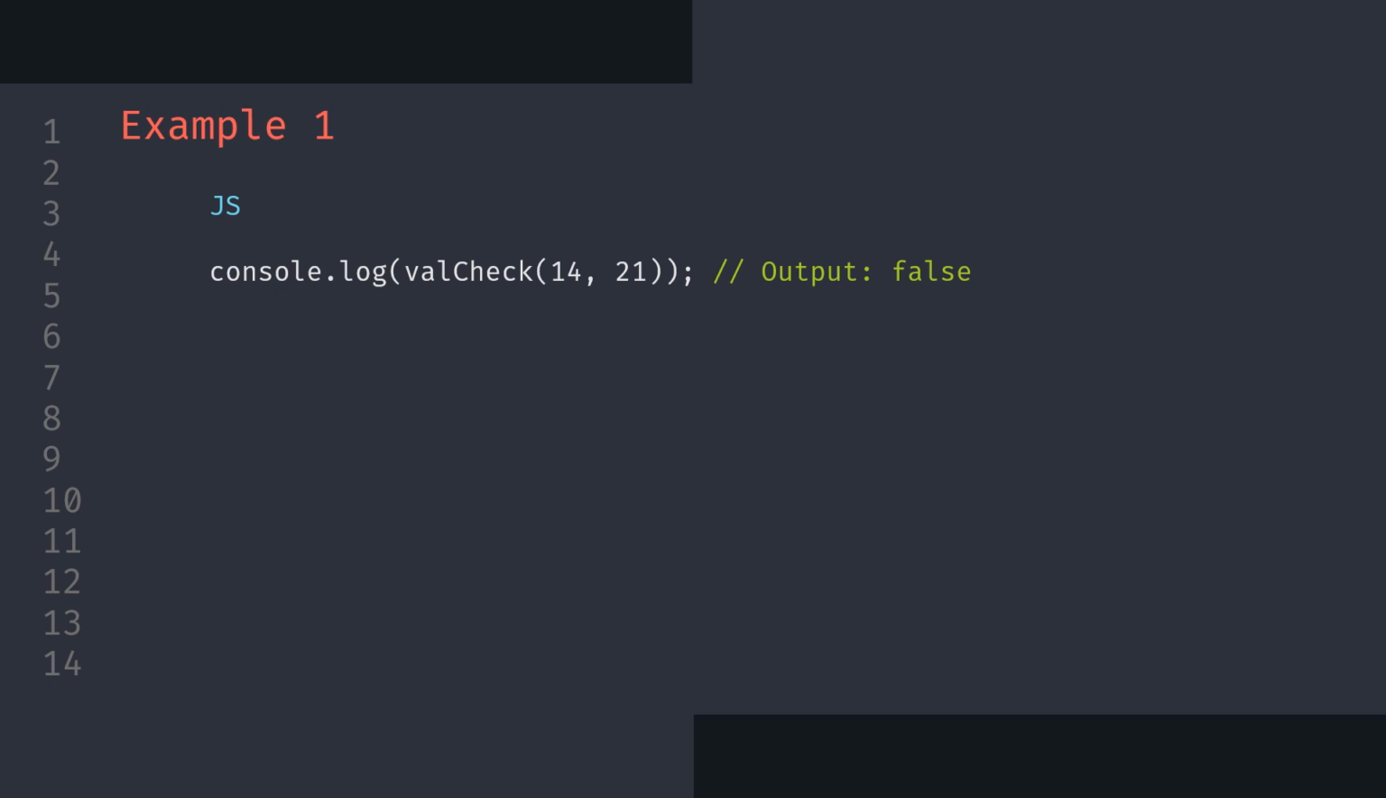Here, both 14 and 21 are multiples of 7, so the function returns false because both numbers meet the condition, which doesn't satisfy our rule. In this example, only 14 is the multiple of 7, so the function returns true because only one number meets our criteria. Here, neither 16 nor 20 is a multiple of 7 or 11, so the function returns false since neither number meets the criteria.